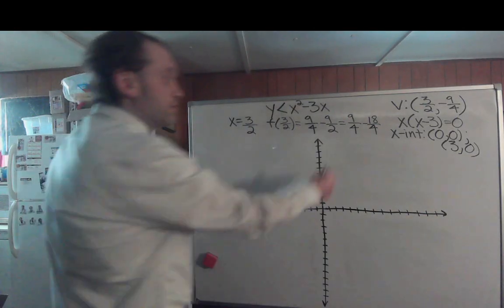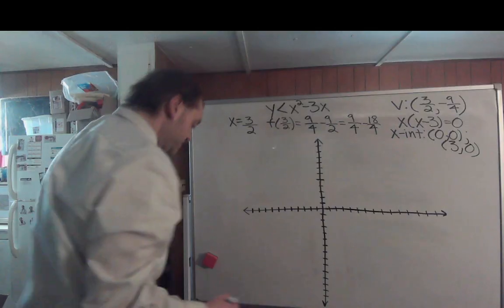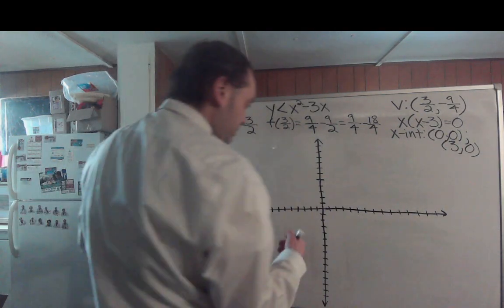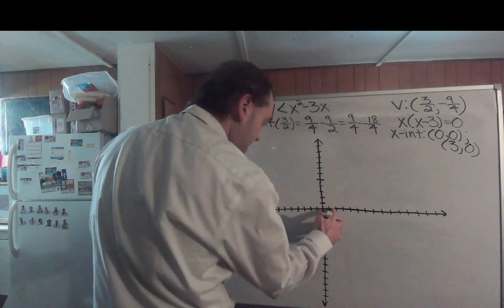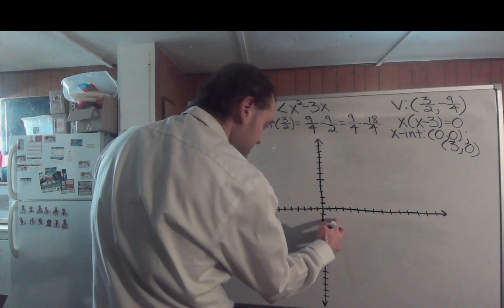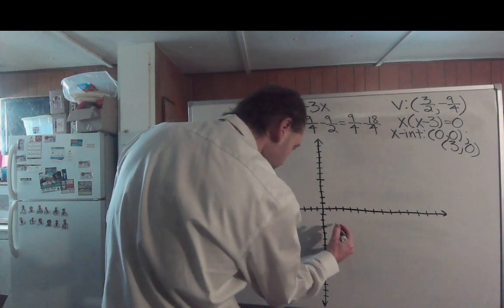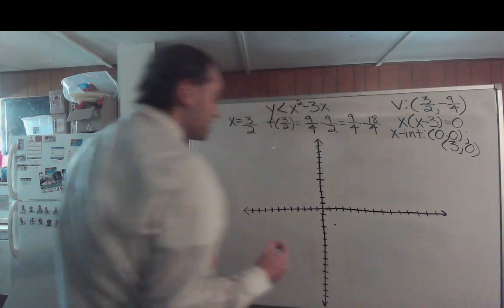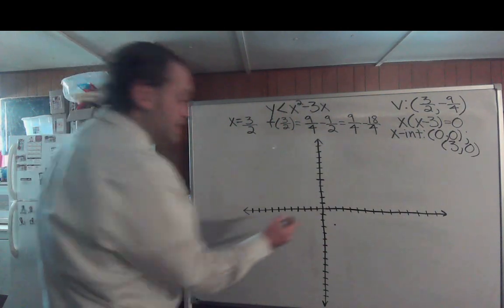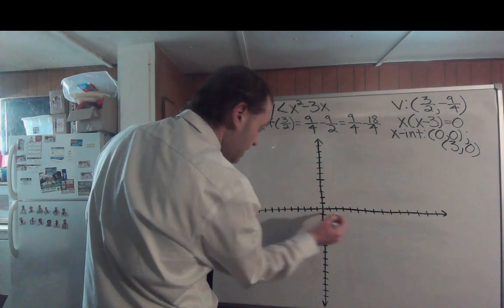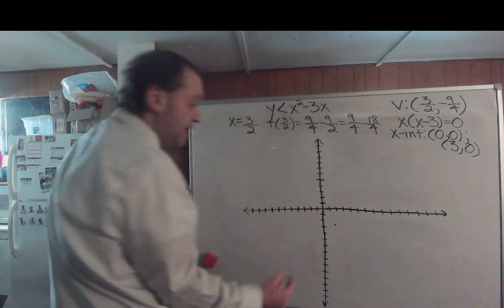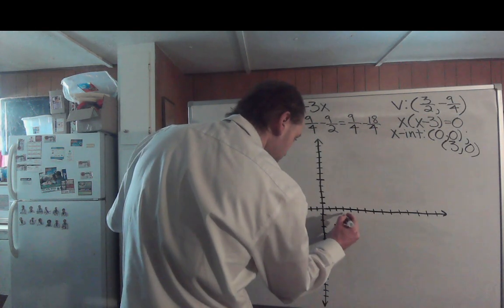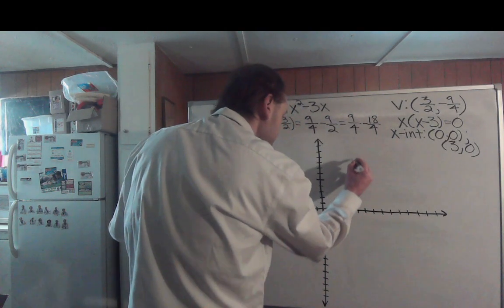So let's find our vertex of 3/2, negative 9/4. Let's plot that. So 3/2 is 1.5. Negative 9/4 is a little over negative 2 1/4. So right about there would be the vertex. We have an x-intercept at 0, 0, and again at 3, 0. So now you're going to connect everything, draw a dotted parabola going through those points.